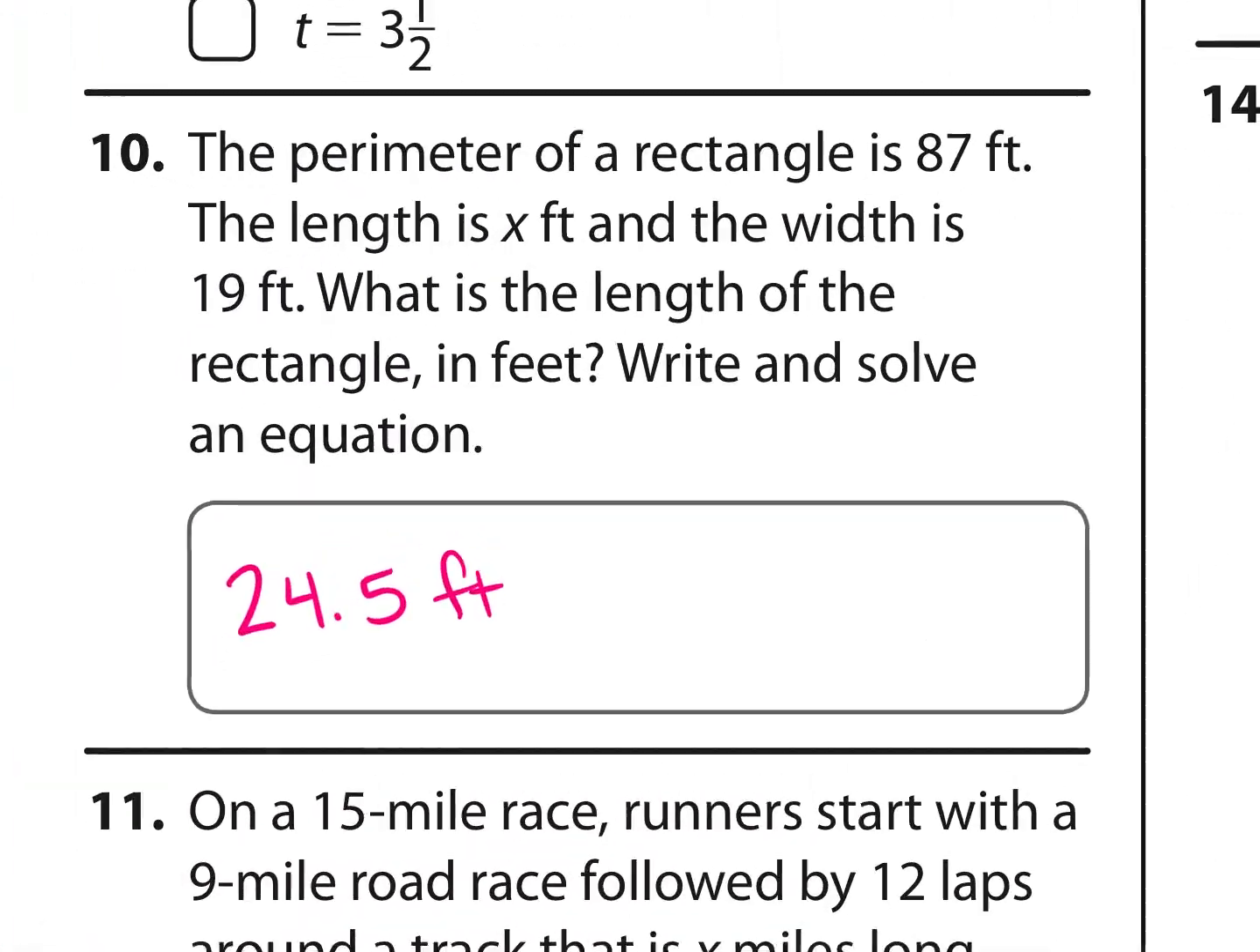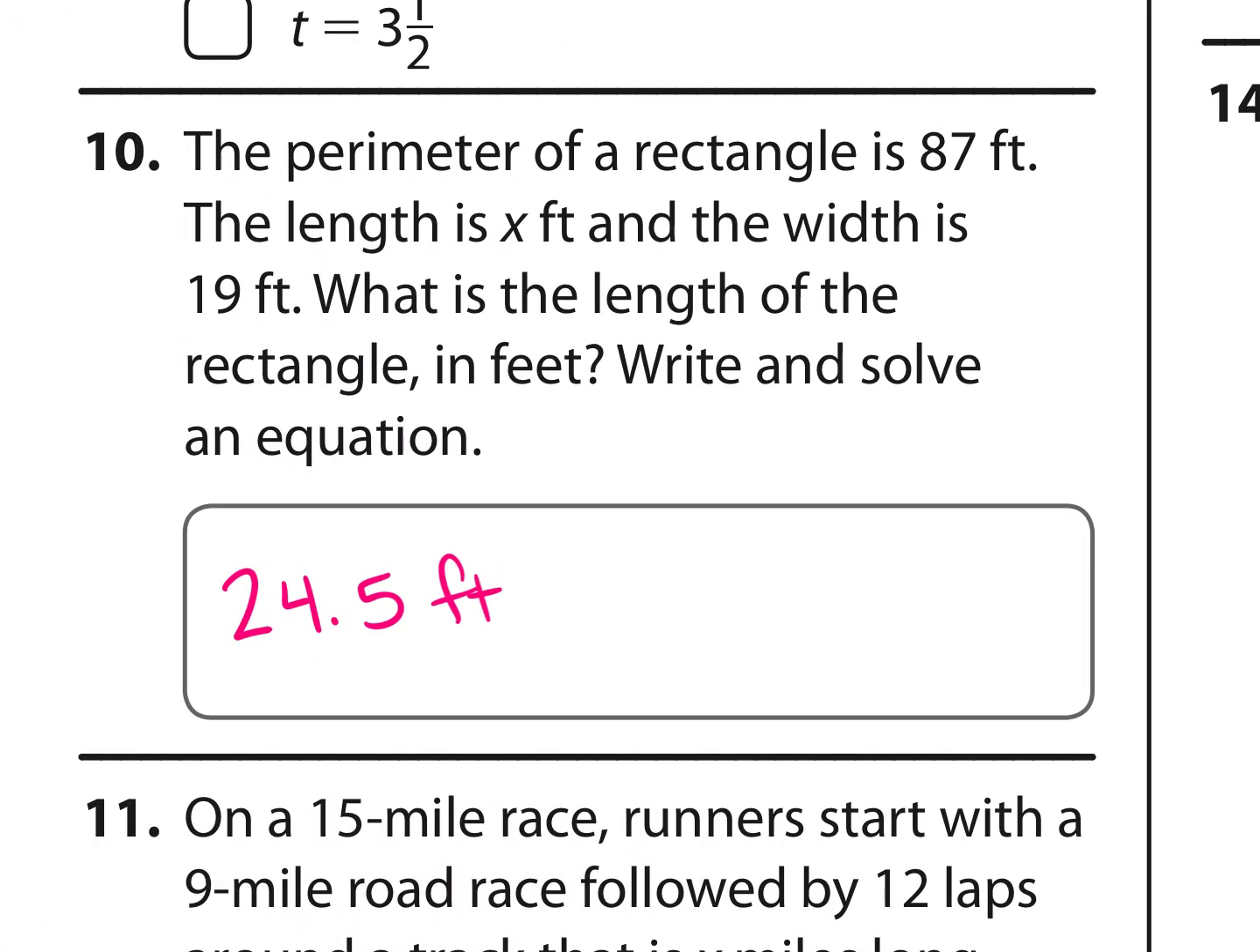Number 10. The perimeter of a rectangle is 87 feet. The length is x and the width is 19 feet. What's the length in feet? Write and solve an equation. Well, we know perimeter is adding all the sides, and for a rectangle it's twice the length plus twice the width. We know the perimeter is 87. We don't know the length. We do know the width is 19.